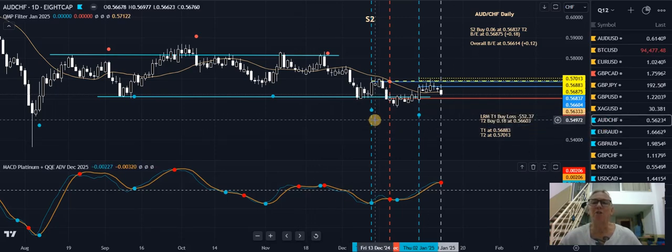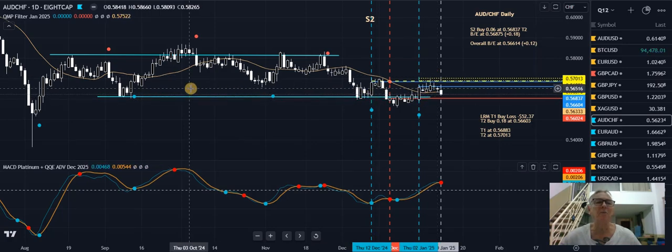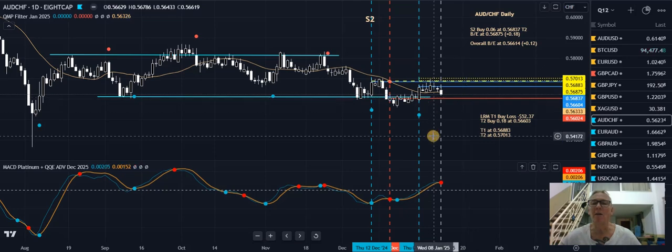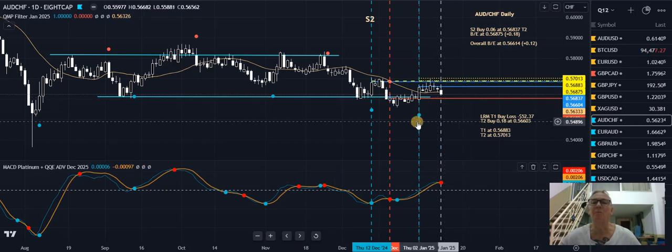All right, so Aussie Swiss, we're trying to get up to the break even, but it's a lot of sideways action here. We've got this support level here. Still got the market structure, but the MACD Platinum is above the zero level, so I'm getting ready to reverse.